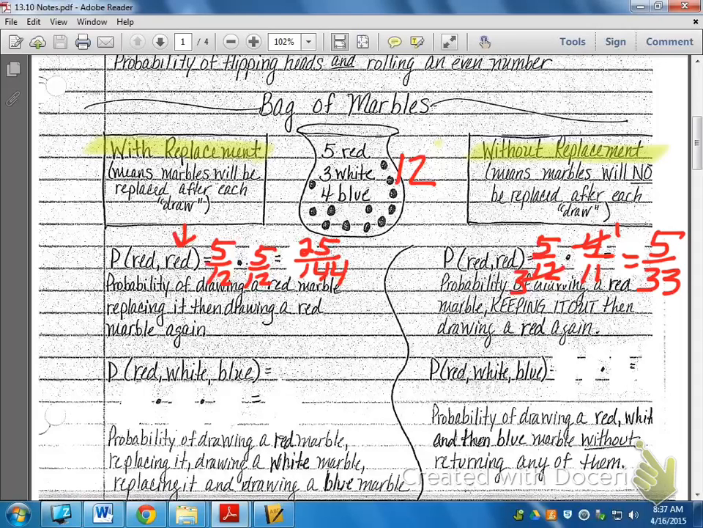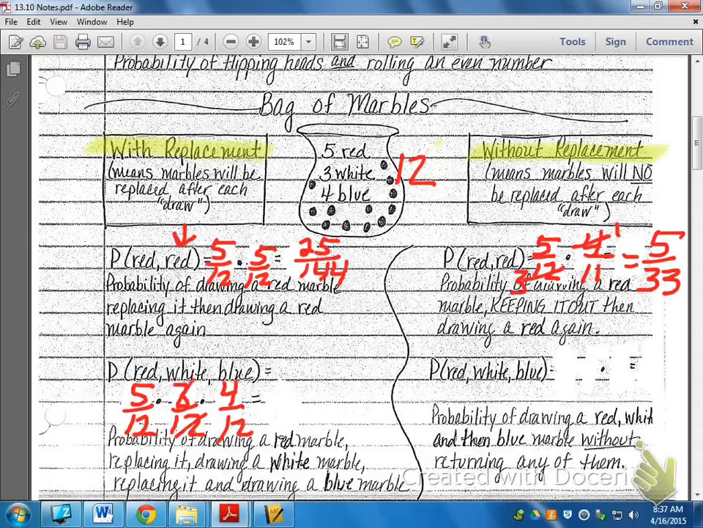Okay, let's try red, white, and blue with replacement. Every time you put all the marbles back in the bag. So the probability of getting a red is going to be 5 over 12 again, and we put it back in the bag. What's the probability of getting a white? How many white marbles are there? 3 out of 12. All right, all the marbles back in the bag. Probability of getting a blue? 4 over 12.